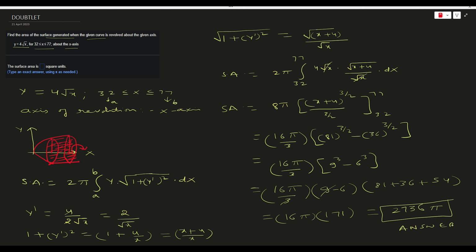And since the question itself is saying that we have to type our answer with pi as needed, we have to type pi inside the box also. So 2736 pi is the surface area of this curve revolved around the x-axis between this range.